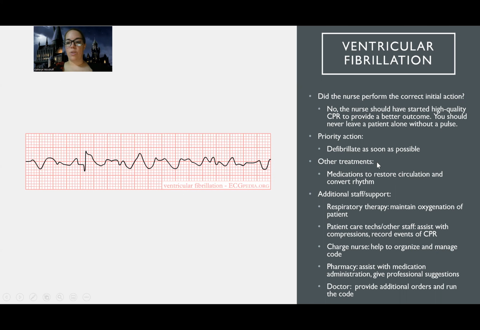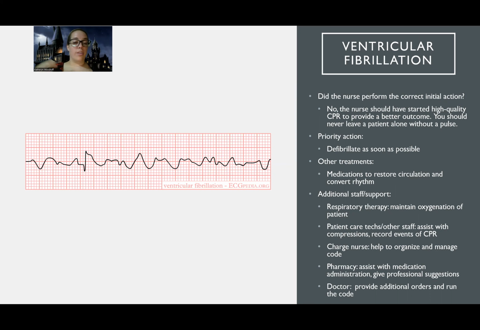Other treatments or medications to restore circulation, like epinephrine, or to convert the rhythm, like amiodarone. And then the other staff, the other people that are in code situations: we have a respiratory therapist who helps to oxygenate, ventilate, and get set up so that they can get intubated eventually during that code. There might be patient care techs or other staff helping with compressions or recording. The charge nurse helps to organize and manage everything.